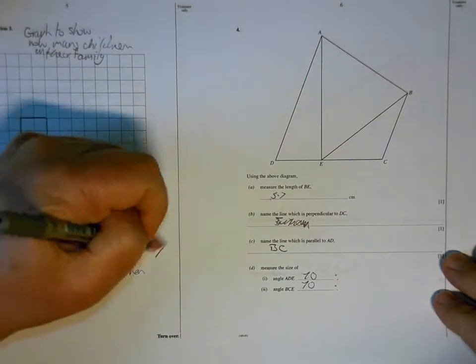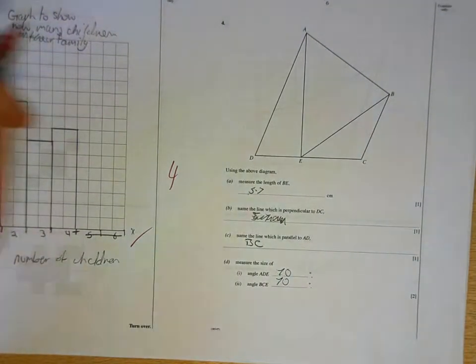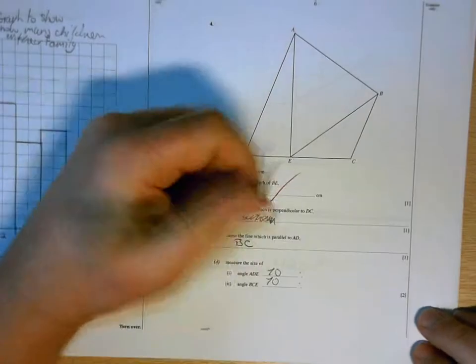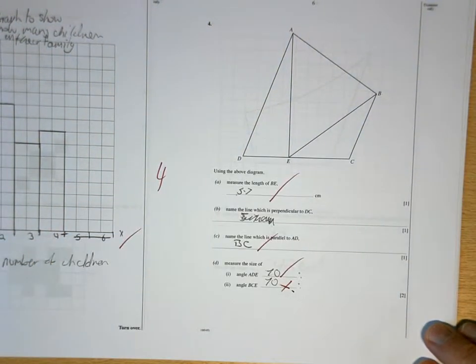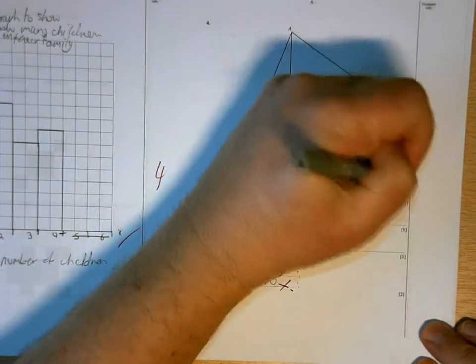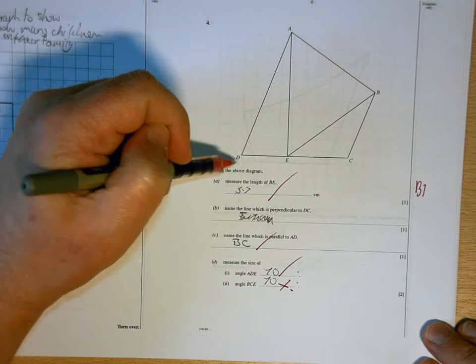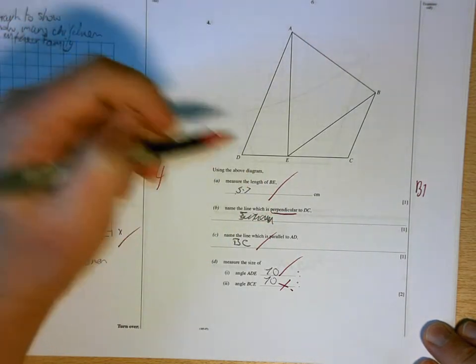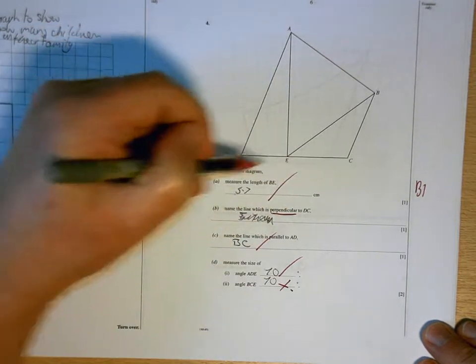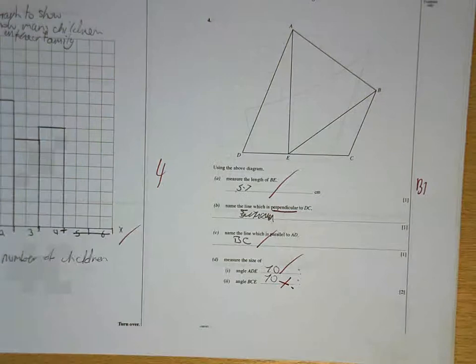Graph is good, well done, yeah. 5.7 is okay. BC is correct, that is correct, that is wrong. So, this one, perpendicular to DC means at right angles to. You need to know what that means. It means at right angles, 90 degrees. So if this is the line DC, AE is the one that's at right angles to it.